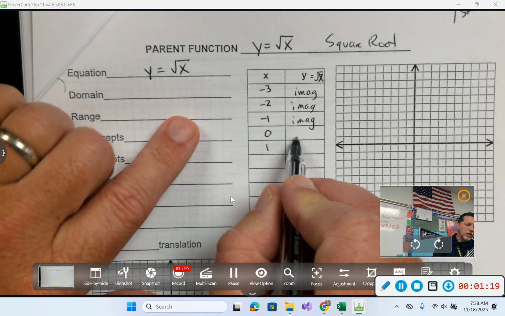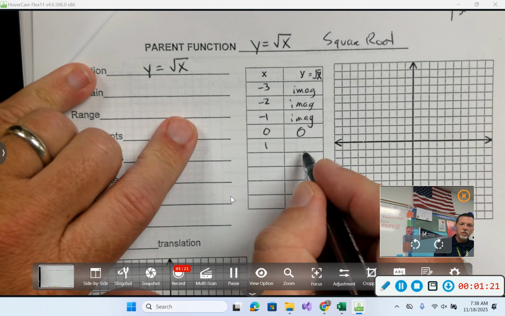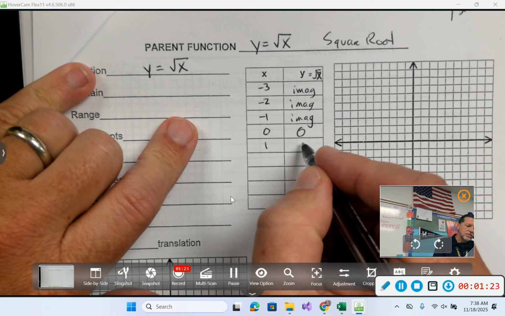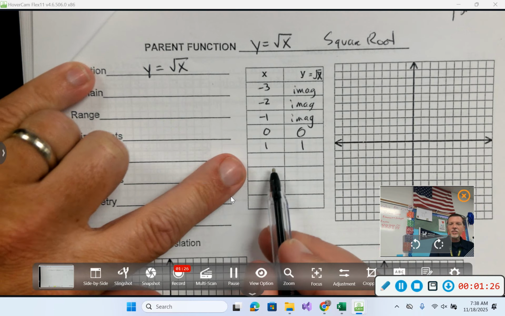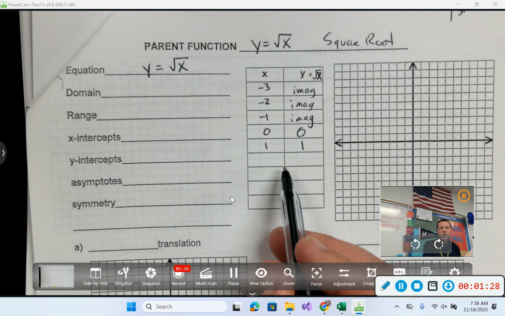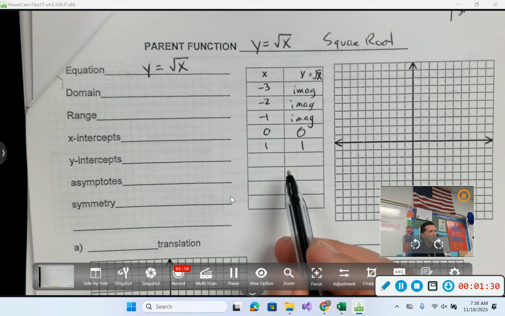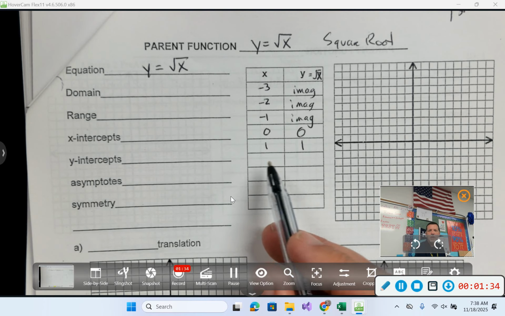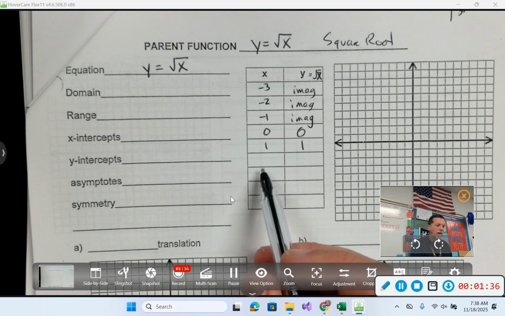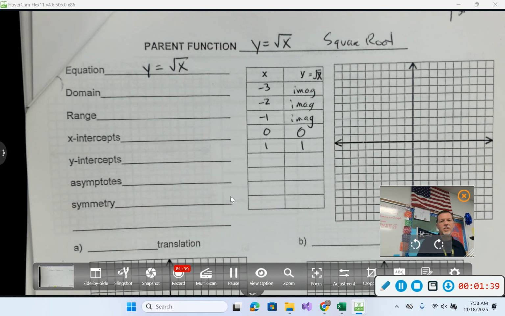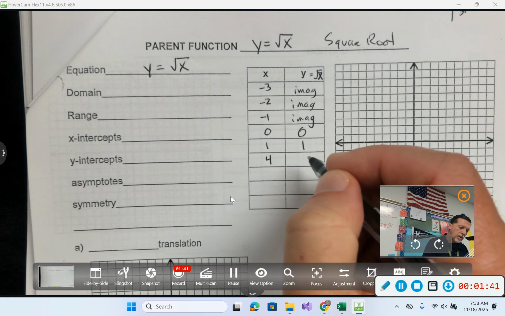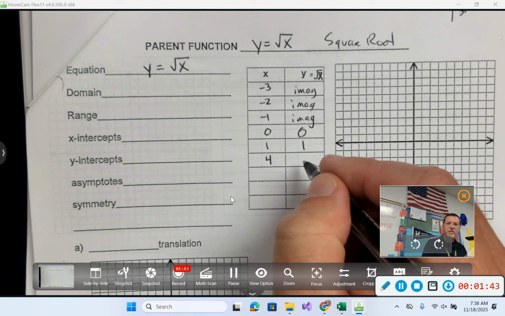What's the square root of 0? 0. And the square root of 1? 1. I'm going to skip 2 because the square root of 2 is a number, but it's not a number that I know. It's a decimal. So yes, it's a point, but what would be the next good value of x to plug in to get us a nice answer? 4. Because the square root of 4 is 2.